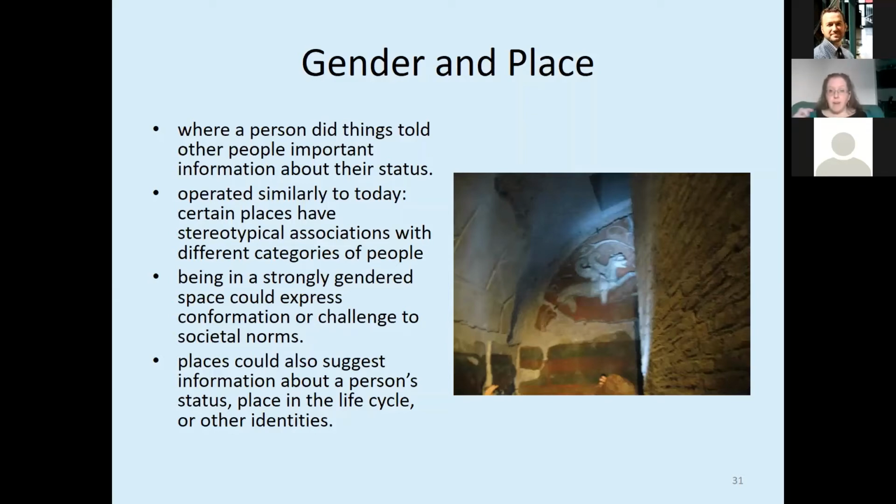Roman places also had these gendered associations, except that the ancient associations were much stronger, I would argue, than the modern ones, and more likely to be governed by custom or even law that said only certain genders or statuses of people were allowed to be in a place. Being in a very strongly gendered space said something about a person's willingness or ability to conform to or challenge societal norms with respect to gender. And as is still true now, places could also suggest information about a person's status, their place in the life cycle, or other identities. So there's definitely a connection between place and gender.